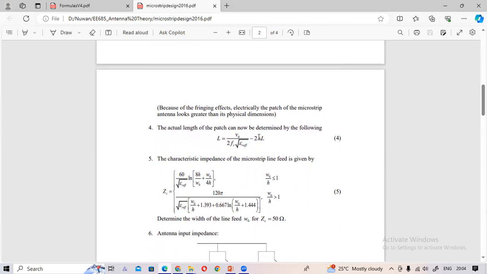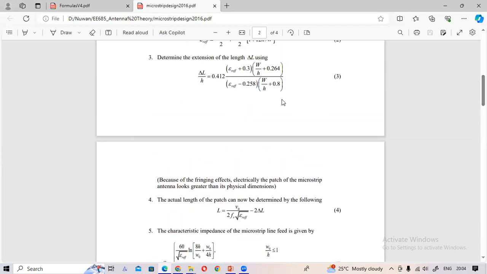Then from the length you have to subtract two delta L parts. That is how you calculate L. Now you have calculated the width and you have calculated L, and you can see that the width and L are not the same. They are different, so this patch antenna is a rectangular patch antenna. You will have a rectangle because width and L are different.